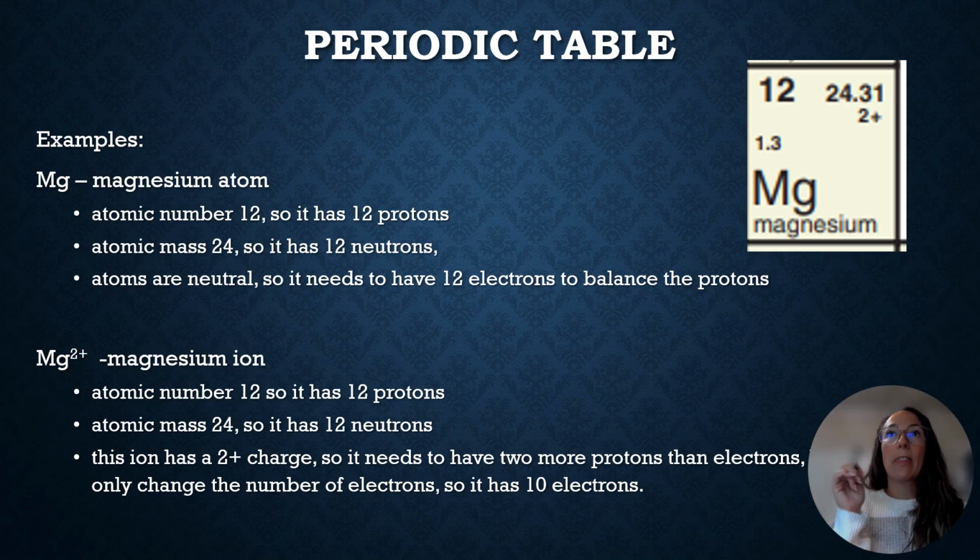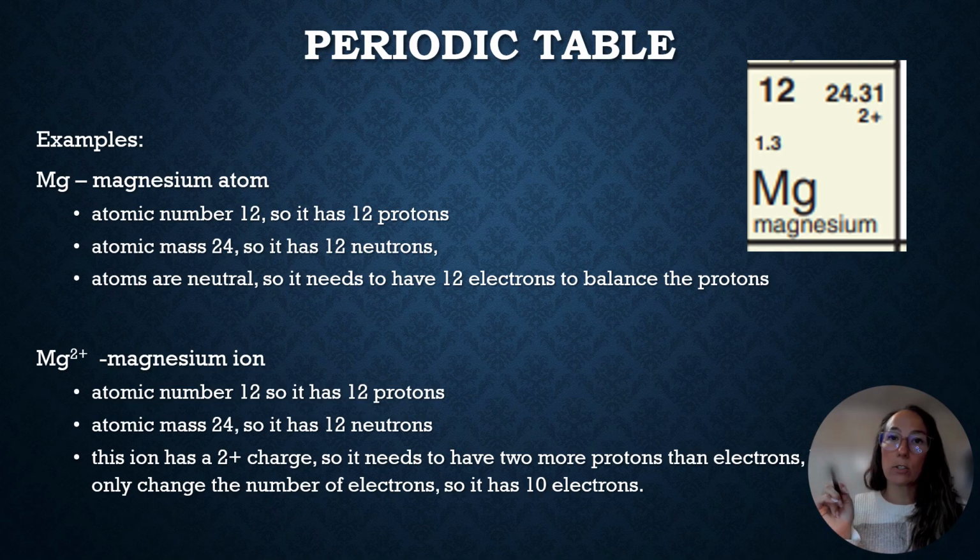Okay, so that magnesium atom has an atomic number of 12, so it has 12 protons. It has an atomic mass of 24.31, which is an average of all the isotopes that are in there. The most common then is 24.